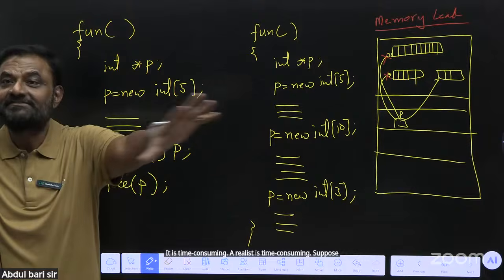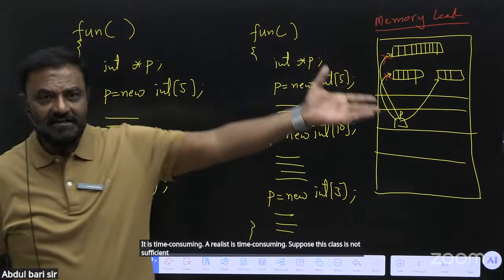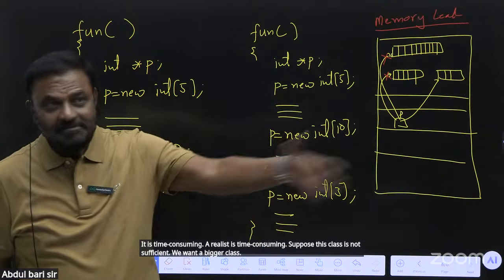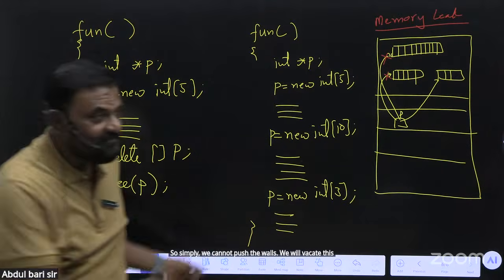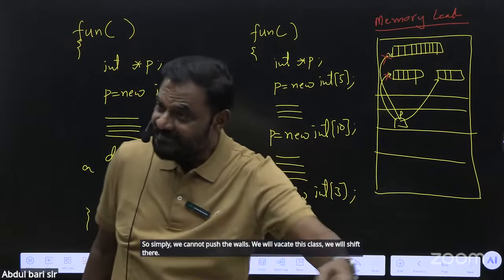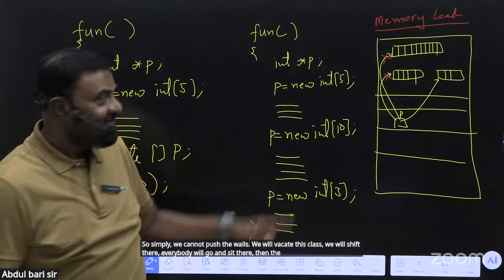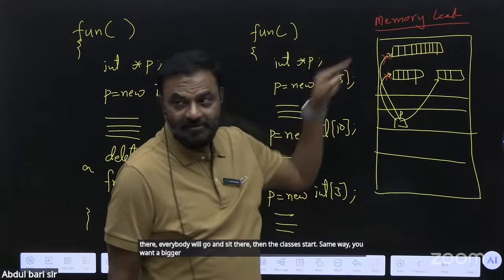Suppose this class is not sufficient and we want a bigger class. We cannot simply push the walls. We will vacate this class, shift there, everybody will go and sit there, then the class will start. In the same way, if you want a bigger array, all the elements are copied there.